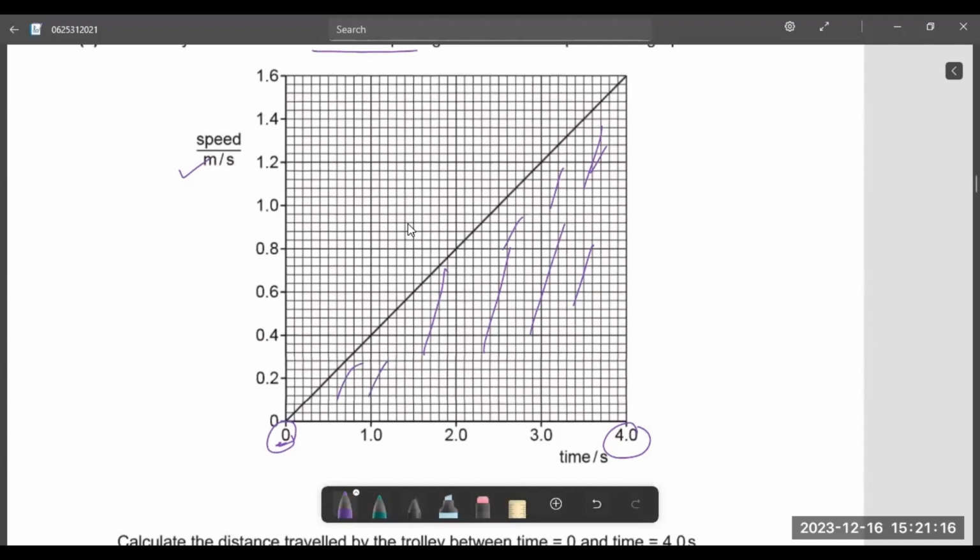So here the area under the graph, it is a triangle, that is half into b into h, that is half into, here the breadth is 4 and height is 1.6. So this is 2 into 1.6 is 3.2 meter, that is the distance.